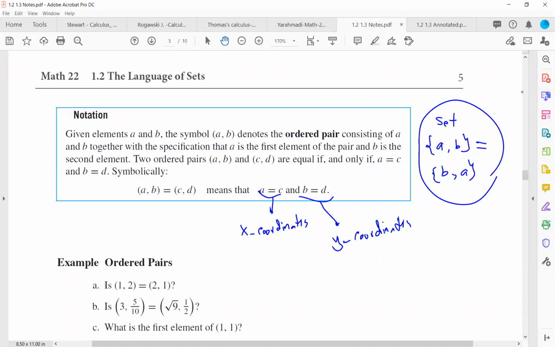Let's take a look at one example. The first one says (1, 2) is the same as (2, 1) when it comes to points. The second one says (3, 5/10) is the same as (square root of 9, 1/2). And finally, C, what is the first element of the point (1, 1)? Please pause the video, answer this question, then we go over the solution together.